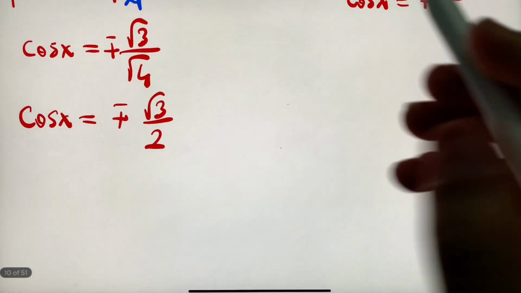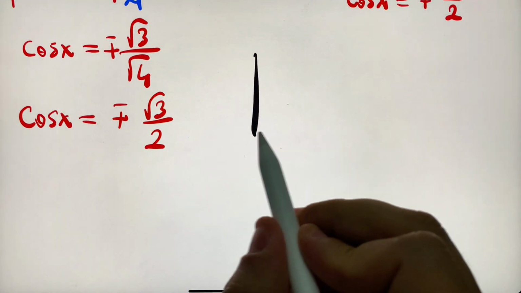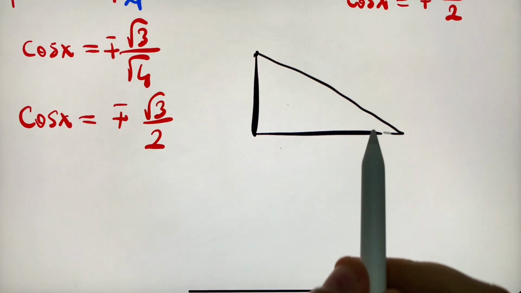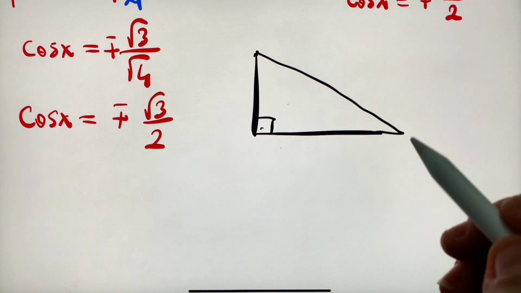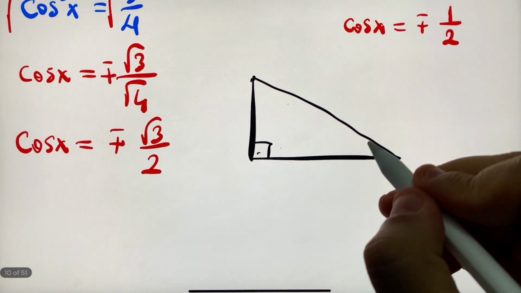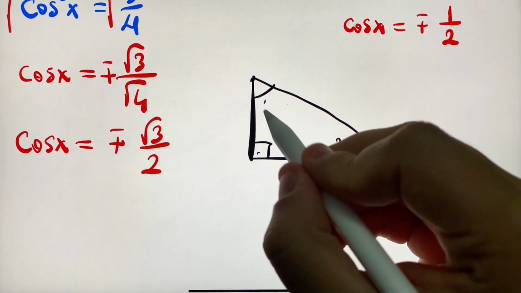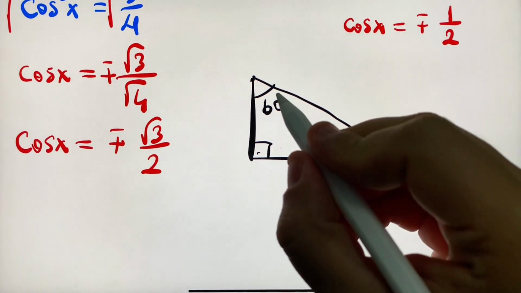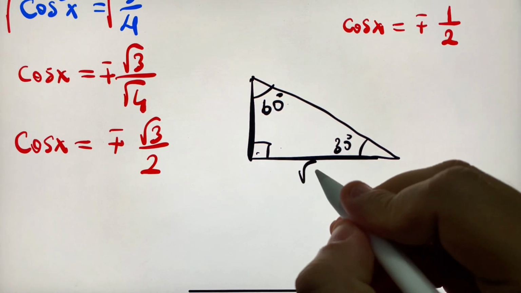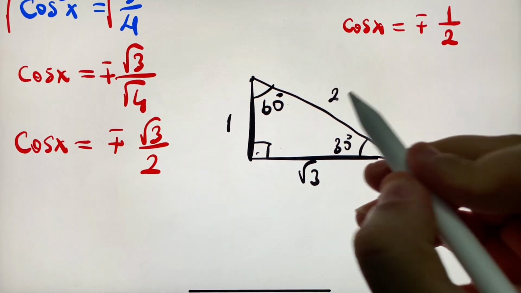Of course, let's draw a right triangle before proceeding. From the right triangle, how are the trigonometric angles? Let's think about how many degrees. Of course we remember them. One is 30 degrees, this is 60 degrees. I can write root 3 here, 1 here, 2 here.